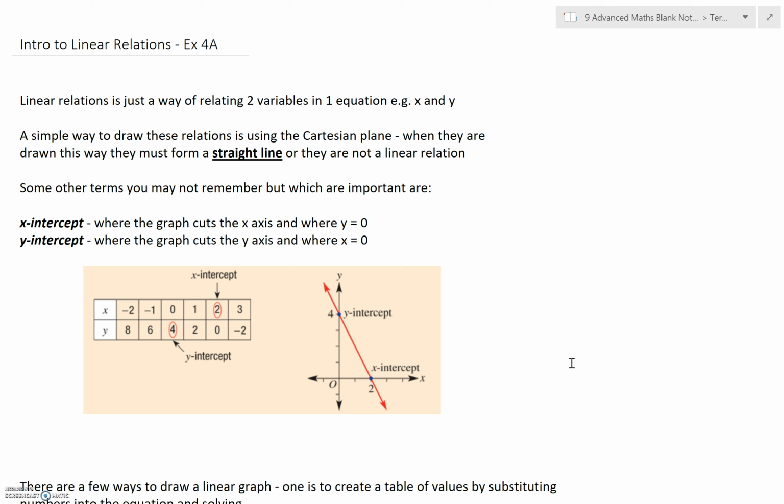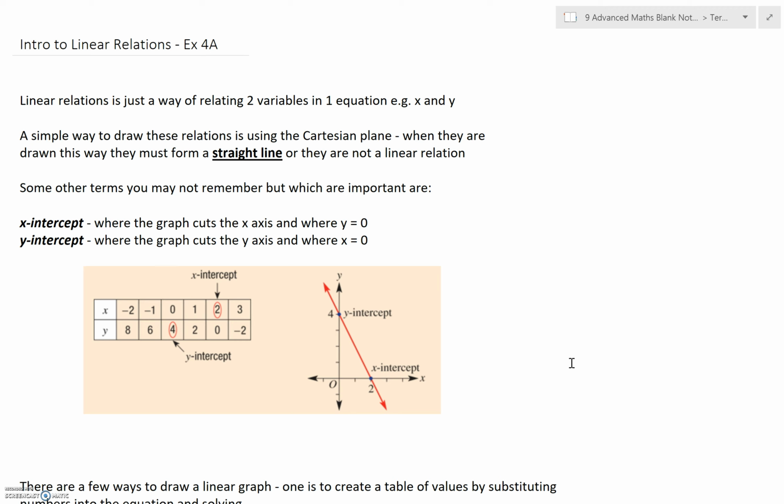So what is a linear relation? It's just a way of relating two variables in one equation. So for example, x and y. It can be any two different variables. It doesn't matter what the letters are. It's just a way of making them work together.